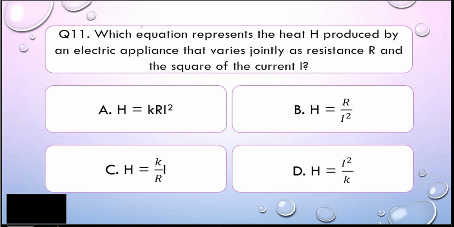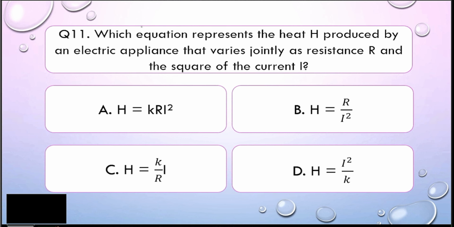Alright, math learners, now in this question, what we need to do is to translate the given statement. So we have here H varies jointly. So that would be H is equal. All of the choices have H as equal. Then varies jointly as the resistance R and the square of current I. When we say the square, it means power of 2. So our I here has the power of 2.